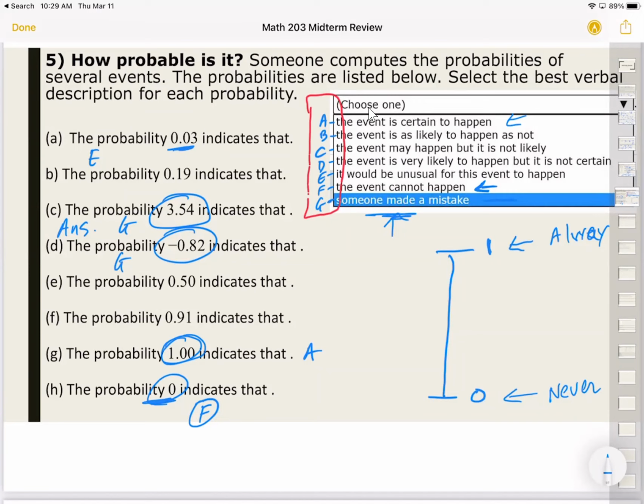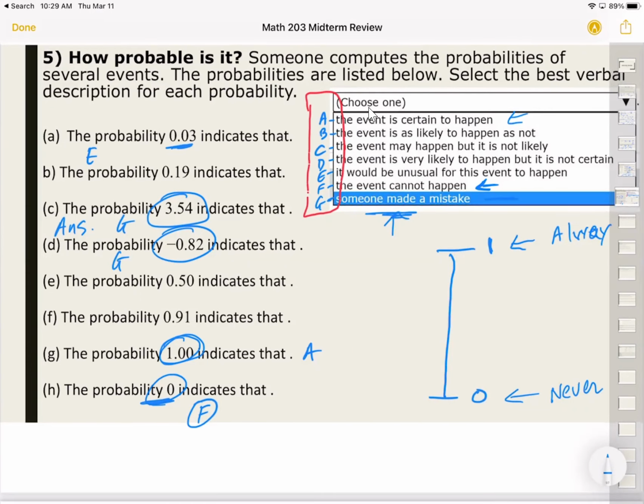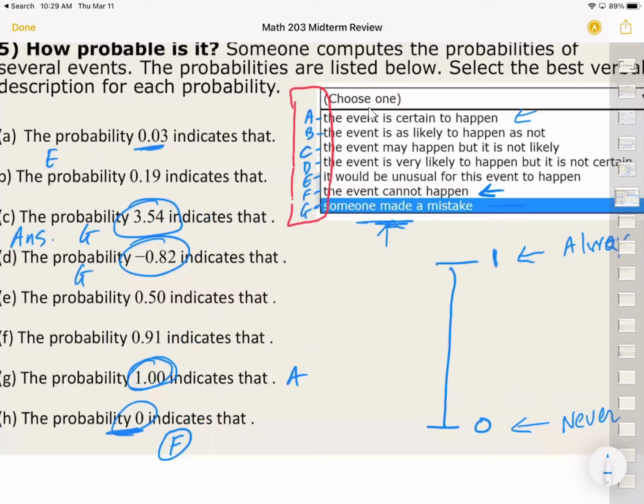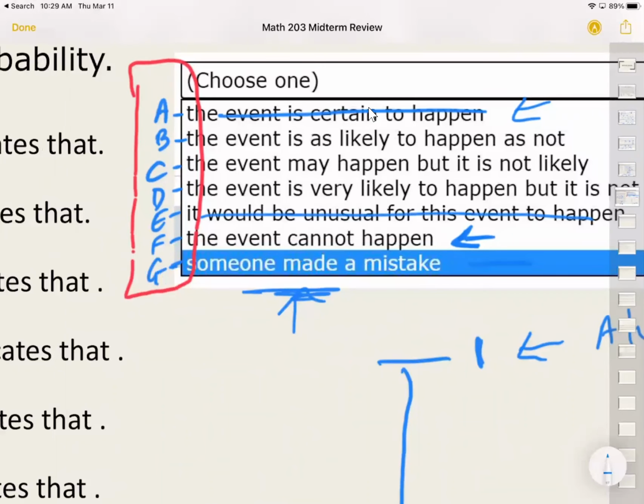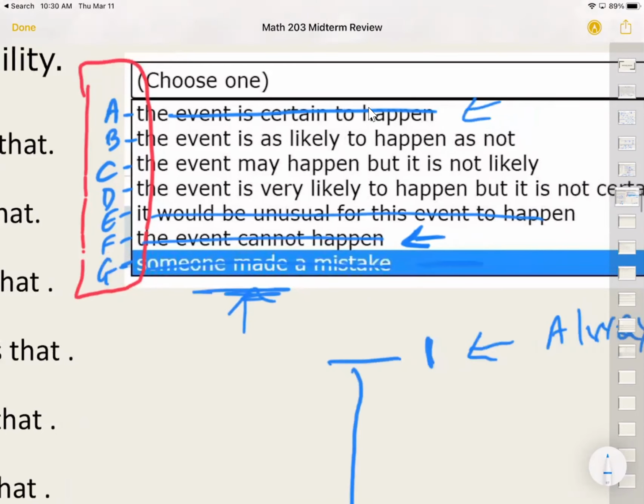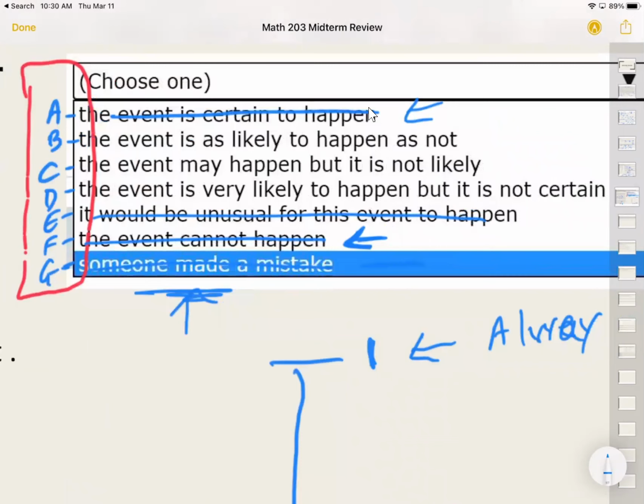Okay. Now the hardest part is, what about 0.19? Do you agree that we know 0.19 is not unusual, because it's not that item? We know it's not this item, and we know it's not someone who made a mistake. So now here comes the problem: how do we know that the event is likely to happen and is not? How do we know that the event might happen but is not likely? Or how do we know that the event is very likely to happen but is not certain? Those are your three options.